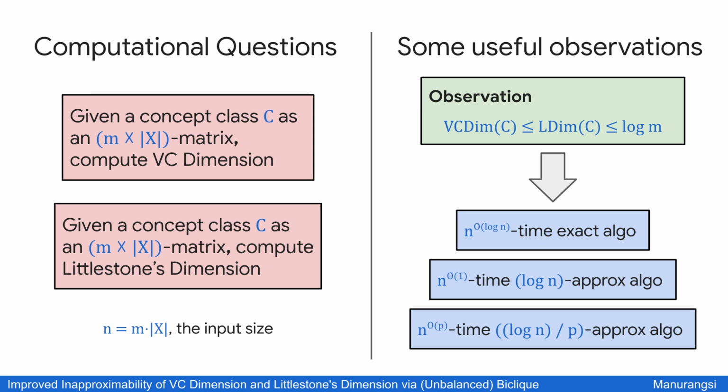So why are these interesting? One of the more interesting things here is that since we have an n to the order of log n time exact algorithm for these problems, they are unlikely to be NP-hard, as otherwise all the NP-complete problems will be solvable in quasi-polynomial time. This means that to prove hardness for these problems, we need stronger complexity assumptions than just P not equals to NP.